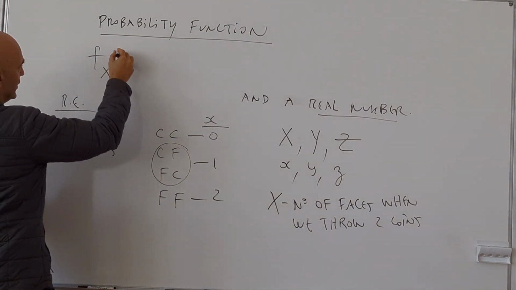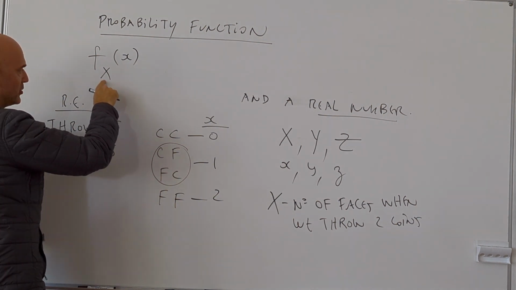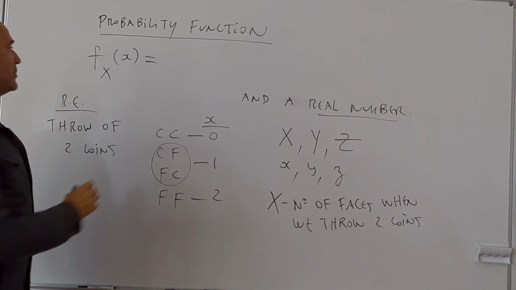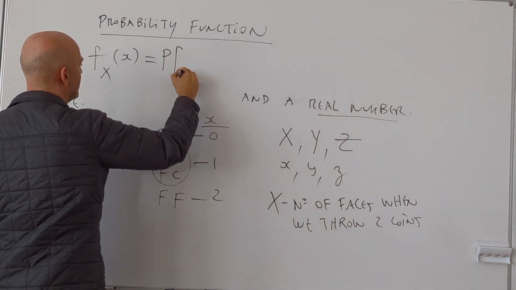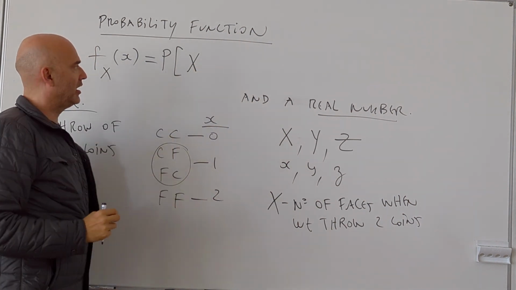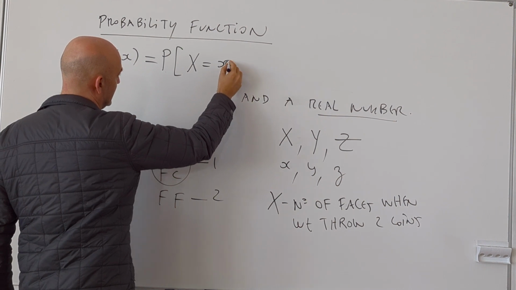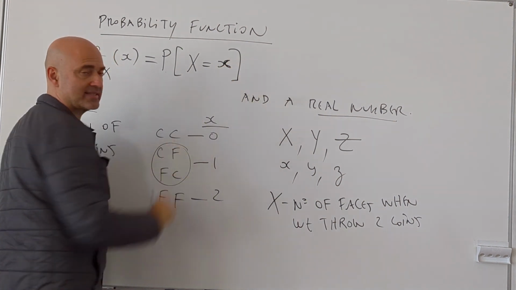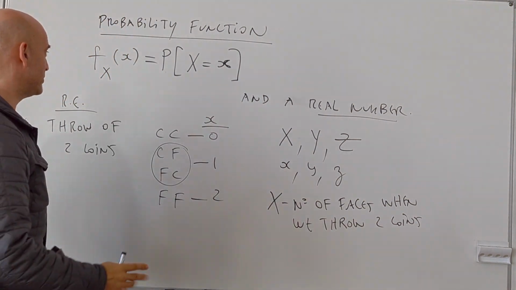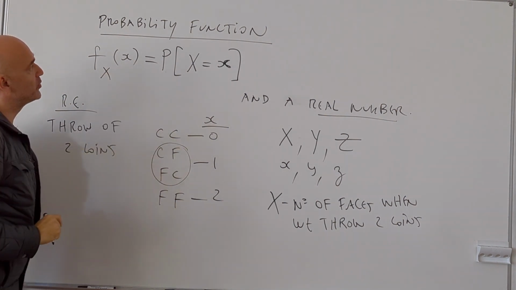Then small f of small x, if we are talking about the random variable X, is equal to the probability that the random variable big X assumes a value equal to a small x. So here, this small x can be any real number. We can put any real number as input in the probability function.